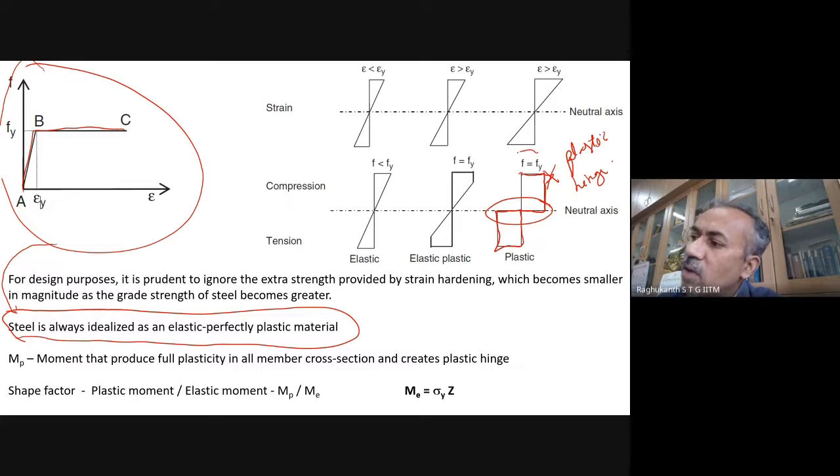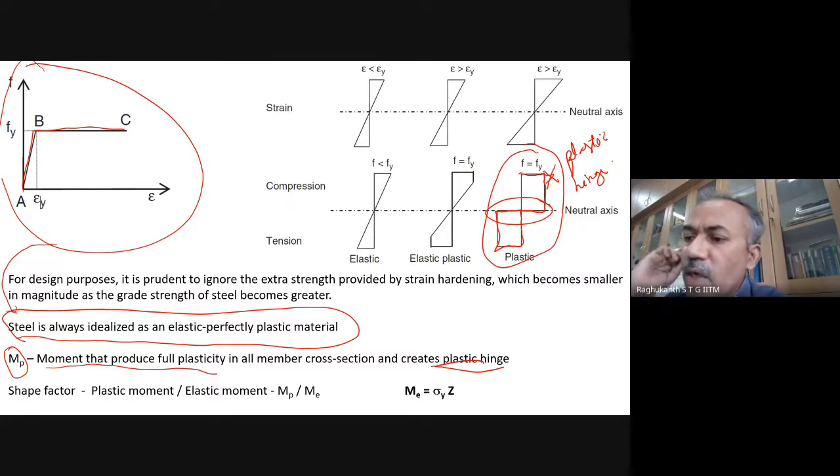And the moment at which everything becomes plastified, we call this the plastic moment. So we define this as a moment that produces full plasticity in all of the member cross section, and of course it creates this plastic hinge. When we discussed beams, I already introduced you to all these terms. We defined what we call the shape factor. I hope all of you remember, plastic moment to elastic moment, so this ratio we call the shape factor.